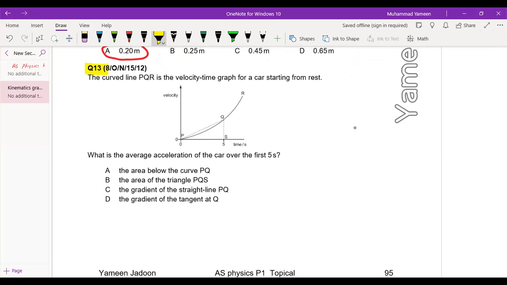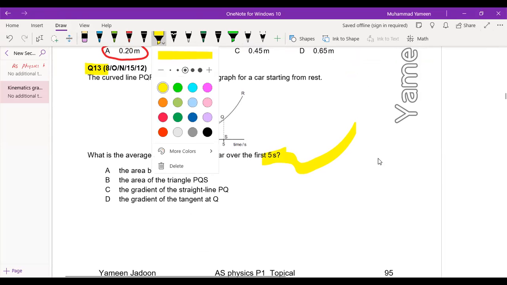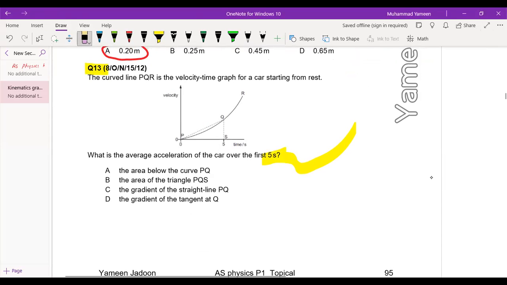The curved line PQR is the velocity time graph for the car starting from rest. So what is the average acceleration? We have to find average acceleration.